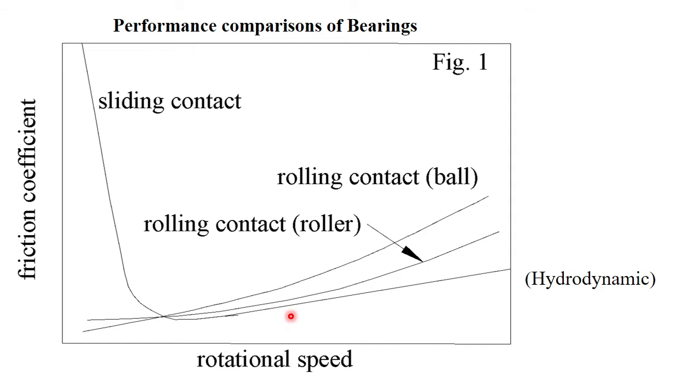So whatever, we understand that under a heavy load and at relatively higher rotational speed, hydrodynamic lubrication is still advantageous over rolling contact bearing. But for ordinary application at low load and relatively lower rotational speed, these rolling contact bearings offer more advantage.